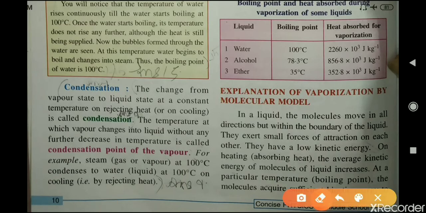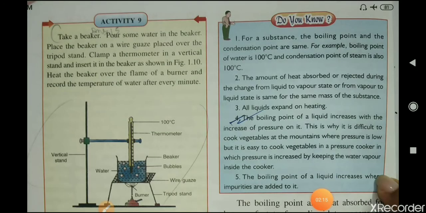Now condensation. The change from vapor state to liquid state at a constant temperature on rejecting heat is called condensation. The temperature at which the vapor changes into liquid without any further decrease in temperature is called the condensation point of vapor. For example, steam at 100 degrees Celsius condenses to water at 100 degrees Celsius on cooling, that is, by rejecting heat.